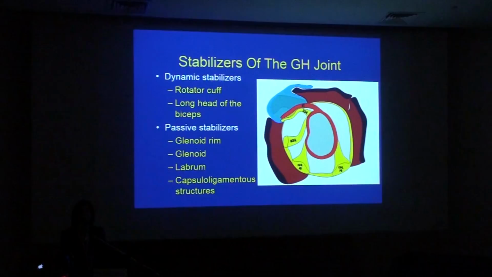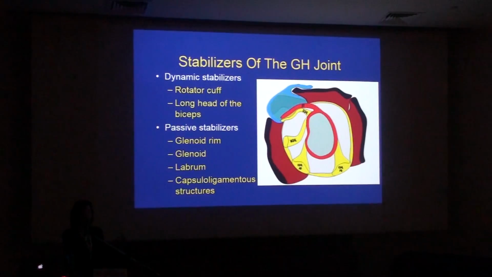So let's start with some anatomy here. We have a picture of the glenoid en face, and we have in red the rotator cuff muscles and tendons, and we also have the biceps tendon. And then in yellow we have the glenohumeral ligaments, and these are very important structures to hold that glenohumeral joint together. The dynamic stabilizers are the muscles and tendons, so the rotator cuff is a dynamic stabilizer, and the long head of the biceps. Passive stabilizers are the bones, including the glenoid rim and the glenoid itself and the labrum, and also these capsulo-ligamentous structures.